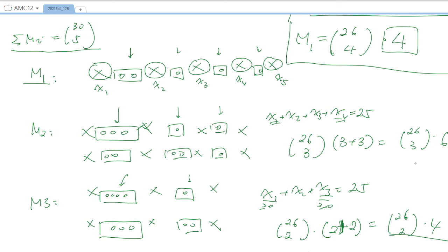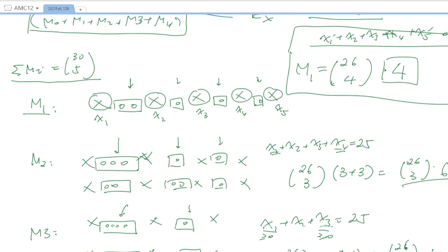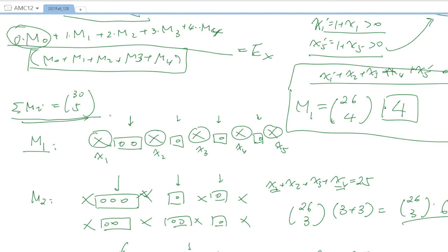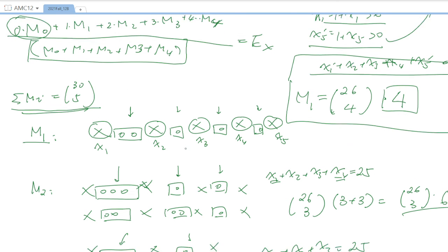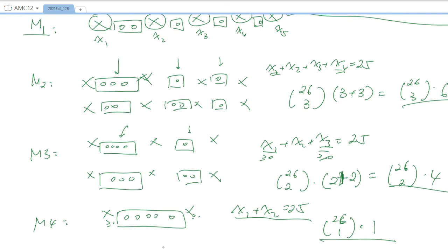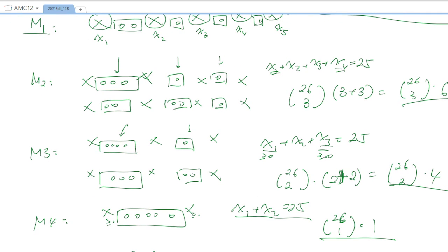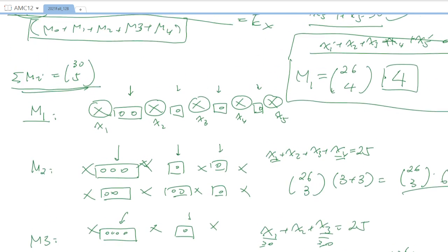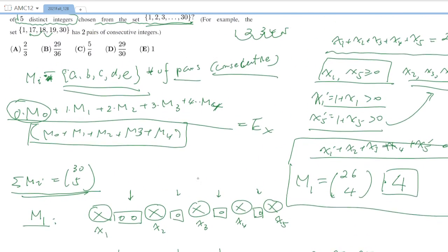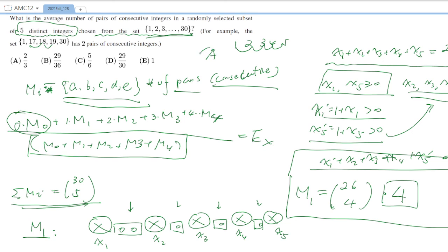So by plugging in all these numbers, M1, M2, M3, M4, and the sigma, and going to your calculation, what you get is 2 over 3. So the answer will be A.